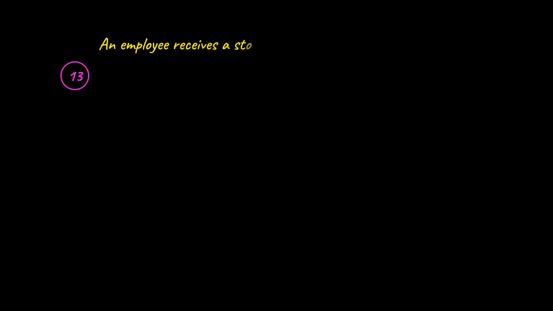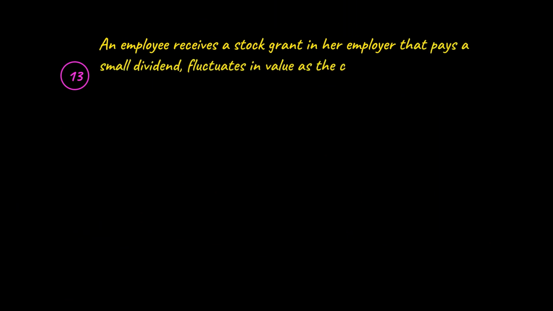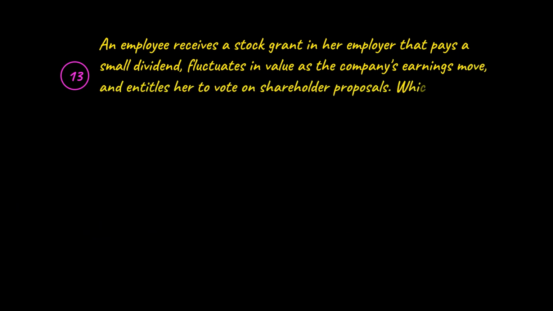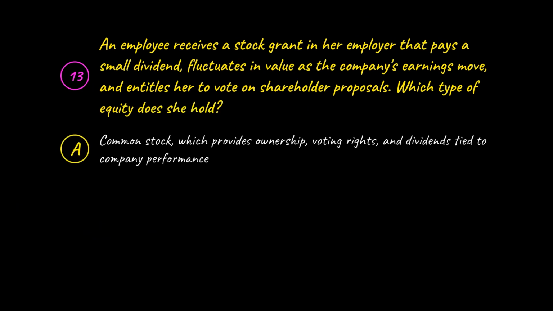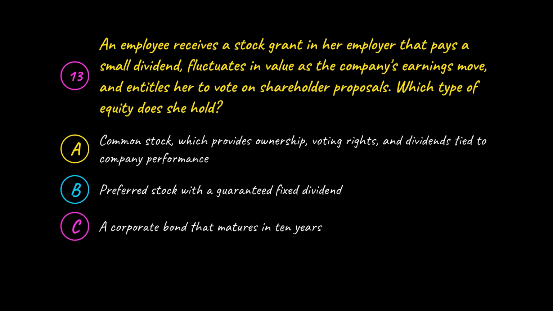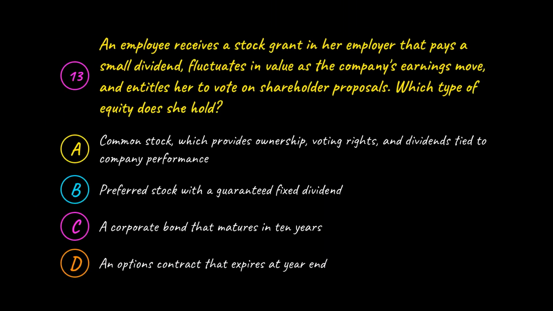Question 13. An employee receives a stock grant in her employer that pays a small dividend, fluctuates in value as the company's earnings move, and entitles her to vote on shareholder proposals. Which type of equity does she hold? Your options are A. Common stock, which provides ownership, voting rights, and dividends tied to company performance. B. Preferred stock with a guaranteed fixed dividend. C. A corporate bond that matures in 10 years. D. An options contract that expires at year end. Pick one. Trust your gut. Here's your chance to test yourself.